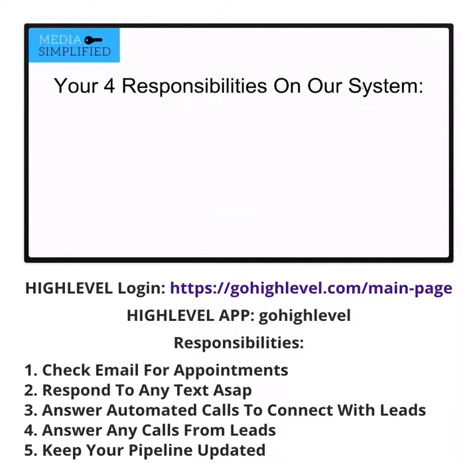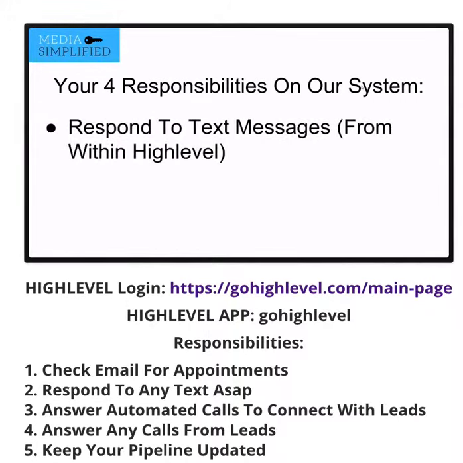So on this system, you have 4 responsibilities, 4 and only 4. The first one is to respond to text messages from within High Level. I'm going to show you how to do each of these after we go through them. Number 2 is to answer those automated calls I talked about, where when a lead comes in, it'll automatically call your phone and tell you to press 1 to connect with the lead. You have to be answering those automated calls.